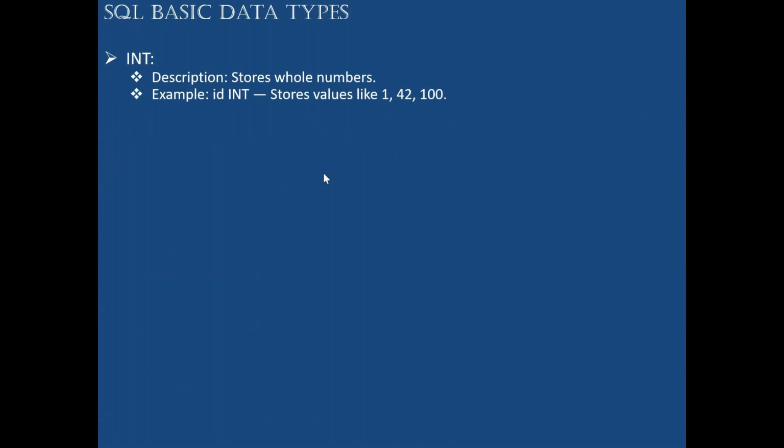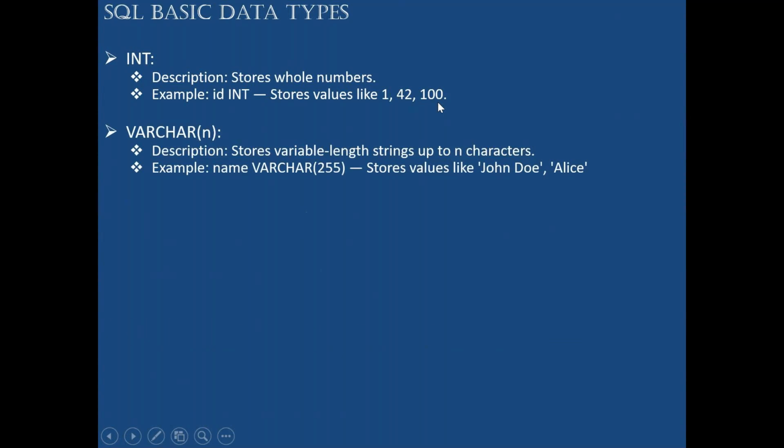Data types. Int stores the whole number. For example, ID you can use as an integer column, 1 to 100, these kinds of values you can store. Varchar of n stores a variable length string up to n characters. Name varchar of 255: Rama, can I store Rama in 255 characters? Yes, Rama has just 4 characters. Name is defined with varchar of 255, so definitely you can store Rama, Krishna, everything.